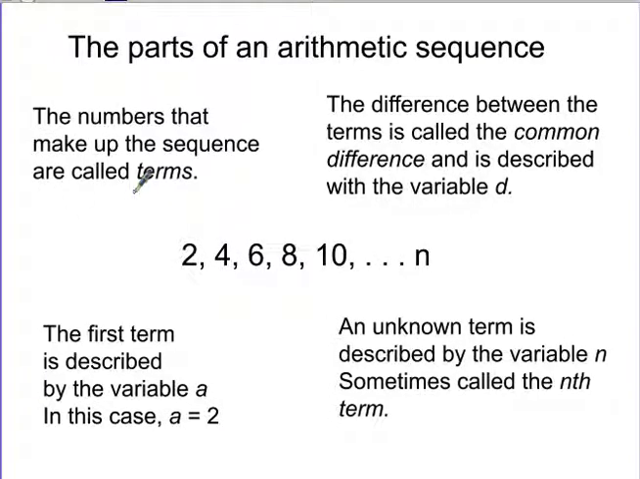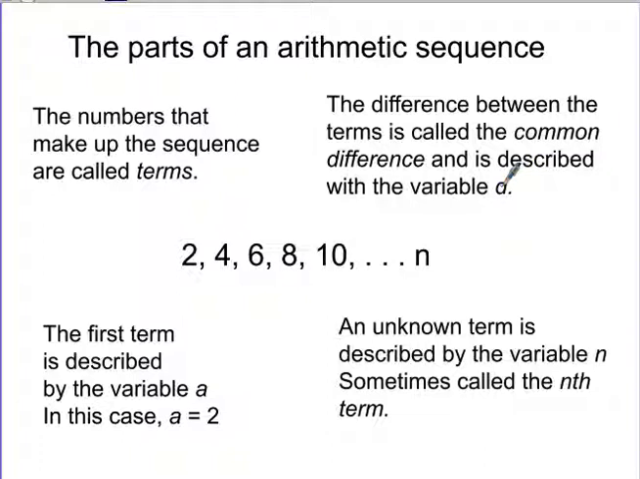We have here the parts of an arithmetic sequence, and you need to know each of the parts so that the formula makes sense in just a second. Because if you don't understand the parts of the sequence, then you won't know where to substitute numbers into the formula. So the numbers that make up the sequence are called terms. So 2 is a term, 4 is a term, 6 is a term, 8 is a term, and so on. And we might look for any given term. I want to know what the number is for the 100th term, or for the 50th term, or whatever.